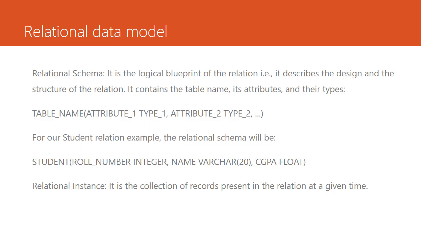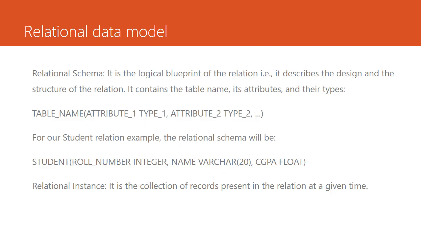For example, in the relation schema for student information in a university database, student ID is a string, name is a string data type, age is an integer, and course is a string. Similarly, for the given example, student roll number is the integer data type, name is varchar, and CGPA is float. Relation instance.